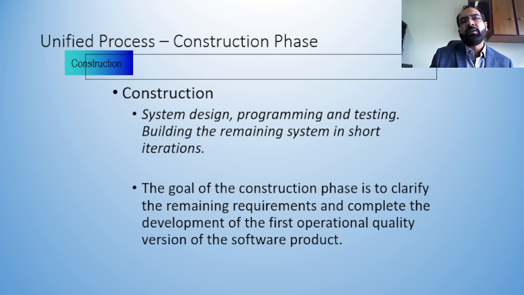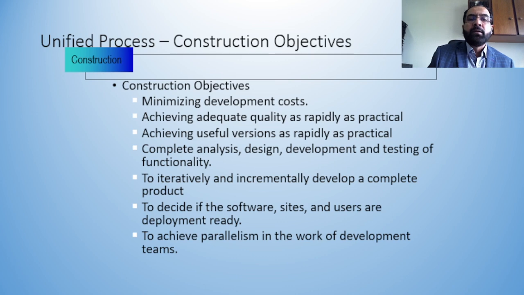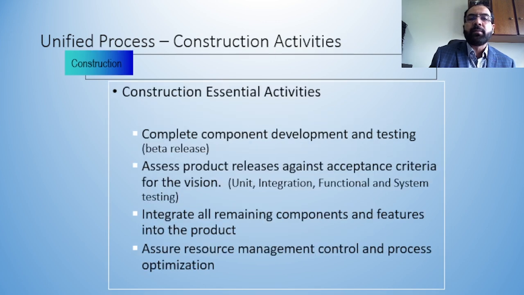When we are in the first phase, inception, we are more abstract. When we are moving towards elaboration, we have more details available. And similarly, when we move toward construction, we try to have all our requirements completed. Minimize the development cost, that is one of the objectives we have. Quality: achieve a quality product, quality models, achieving useful versions, complete analysis, design, development, and testing of functionalities, to decide if the software, sites, and users are deployment ready. All these things we need to cover when we talk about the construction phase.